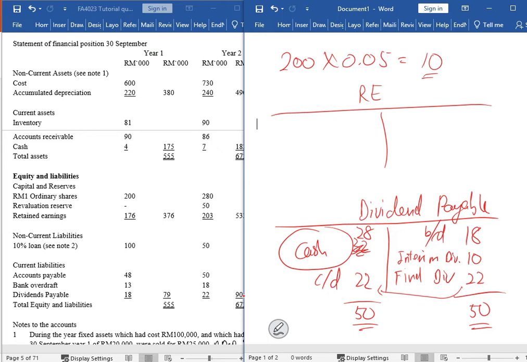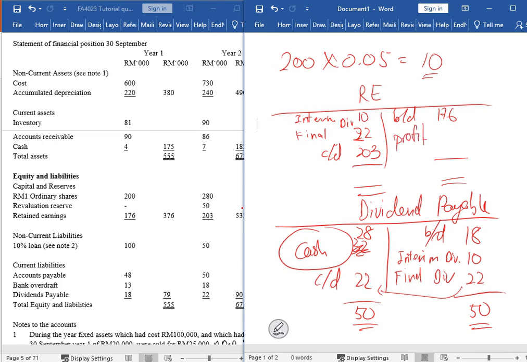Okay, now retained earning opening is, if you look at here, opening 176, closing is 203. Now you know the dividend figures, right? Here is 10, here is 22. You have interim dividend, you have final dividend. Okay? Questions never give you profit after tax, right? So you need to figure out your profit after tax. This one, profit after tax.